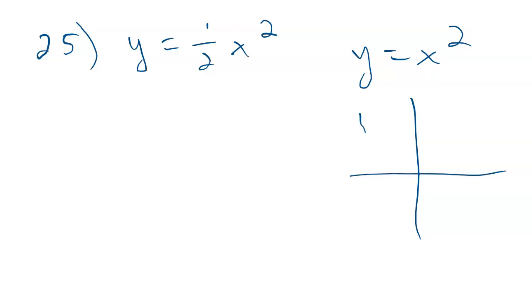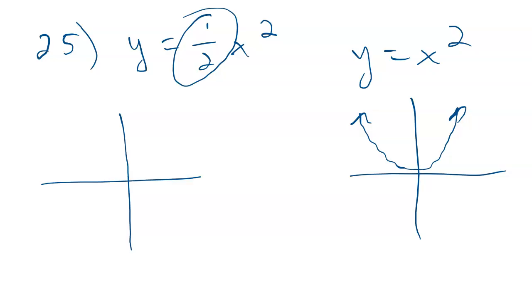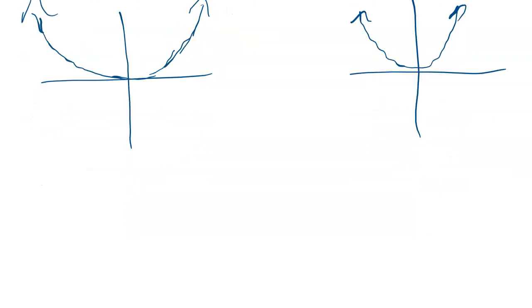25. I get y equals 1/2 x squared. Y equals x squared is simply a parabola. So this is going to compress it vertically. It's less than 1. So therefore, our new graph is going to be flatter. There we go. Or stretching horizontally. Compressing vertically, stretching horizontally.